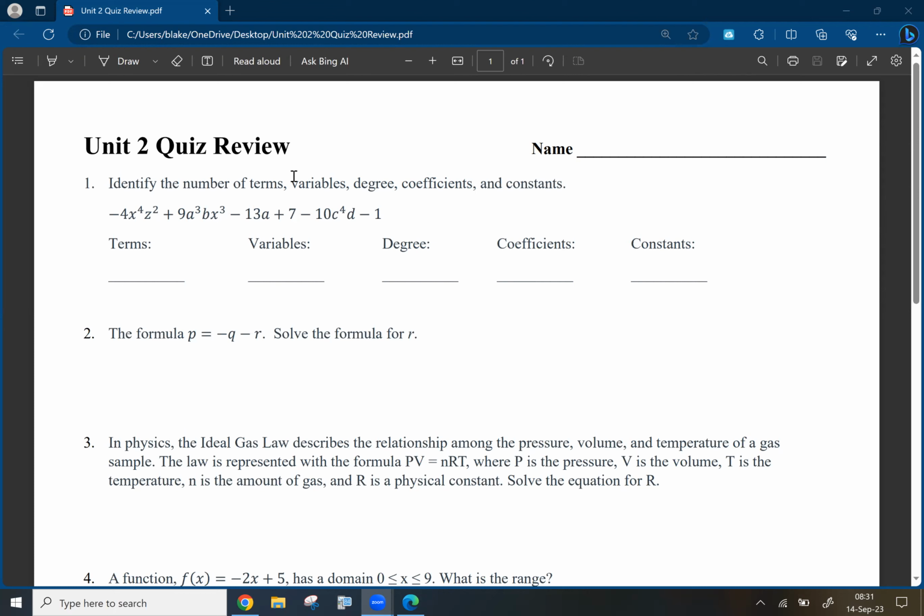Number 1, identify the number of terms, variables, degree, coefficients, and constants. All right, so let's count the terms here. Each term is separated by a plus or a minus sign.